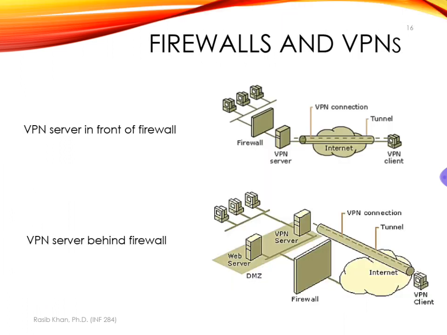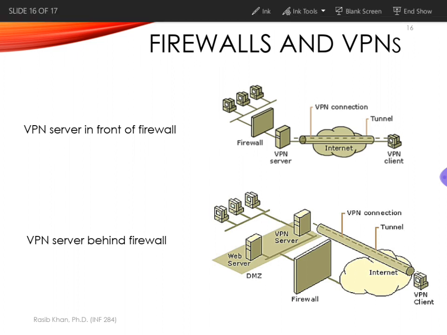So if you try to look at firewalls and VPNs at the same time, they are not exclusive, so they can be placed with one another. So if I'm looking at a firewall, which is placed in front, well, the VPN server is in front of the firewall, this means that the private network that we have is protected by the firewall, and then outside of the firewall, we have our VPN server.